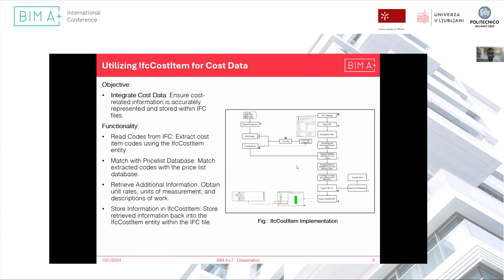After having the cost codes integrated into an IFC file, we needed to have the cost data from the price list. So we developed a program using IFC OpenShell, which can read the codes from an IFC file, and then it matches them with the price list database. Once the codes are matched with the price list database, the additional information regarding the cost item, like unit rate, unit of measurement, and description of work, is extracted from the price list database and then stored back into the IFC file using the IFC cost item entity.